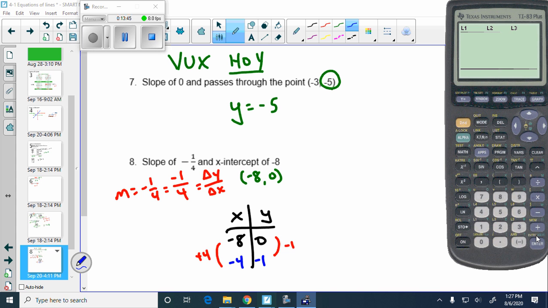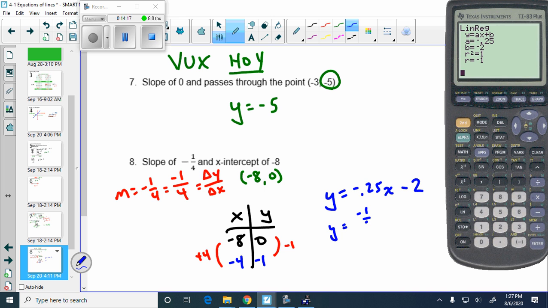I take these numbers and plug them into my table. -8, -4, and 0, -1. So then stat calc number 4 and calculate that out. There's my equation. Y equals -0.25x minus 2, or y equals -1/4 x minus 2. Same idea right there.